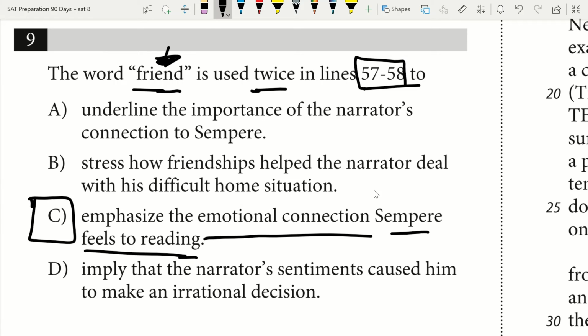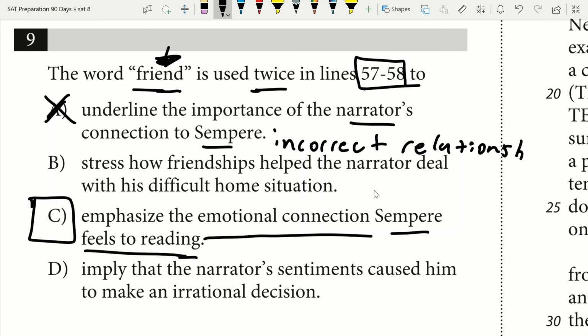Let's go ahead and run through A, B, and D and show why they're wrong as well, though. So we have option A, underline the importance of the narrator's connection to Sempier. Well, we're not describing the narrator and Sempier as friends here. We're talking about Charles Dickens. So the answer there is going to be wrong because that's an incorrect relationship. And that's a wrong answer choice type you want to watch out for on the SAT: an incorrect relationship. You'll see that on the science section sometimes as a reversed relationship. In this case, for the literature section, oftentimes it's just an incorrect relationship.